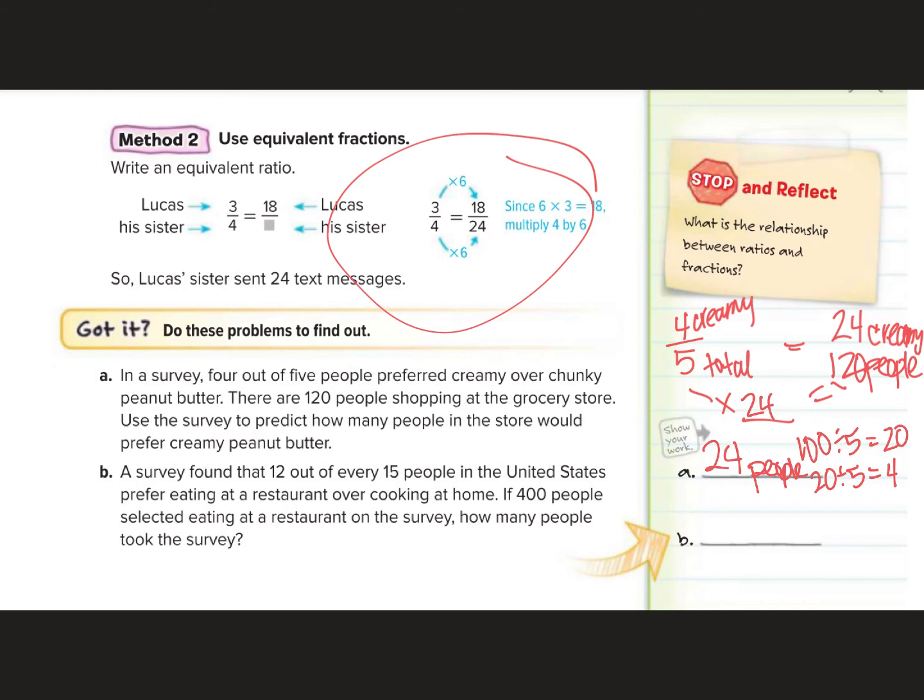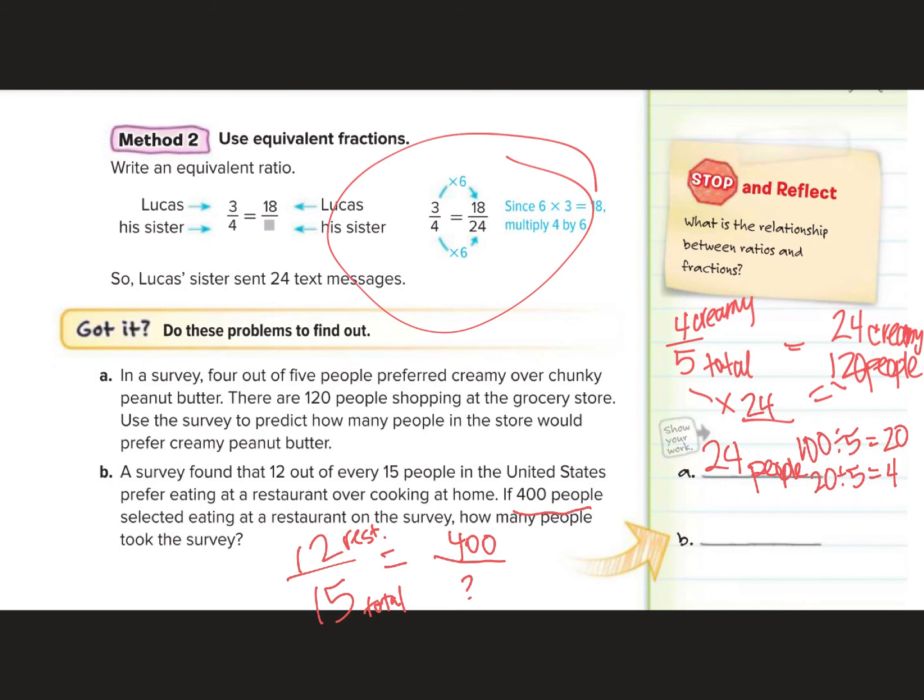Okay, next one. A survey found that 12 out of every 15 people in the United States prefer eating at a restaurant over cooking at home. Wow, that's a lot of people. If 400 people selected eating at a restaurant on the survey, so this was restaurant out of total. Okay, so we have our restaurant information here. 400 people chose restaurant, so our 400 is going to go on the top over here. And our question mark is how many people took the survey total, right?